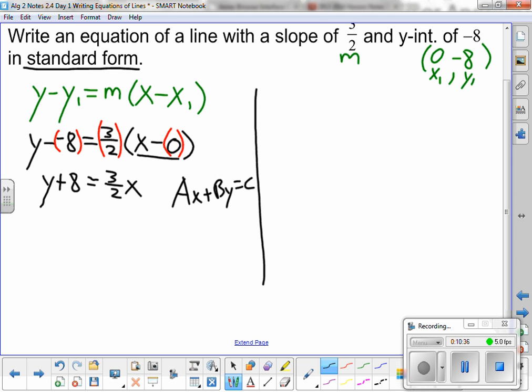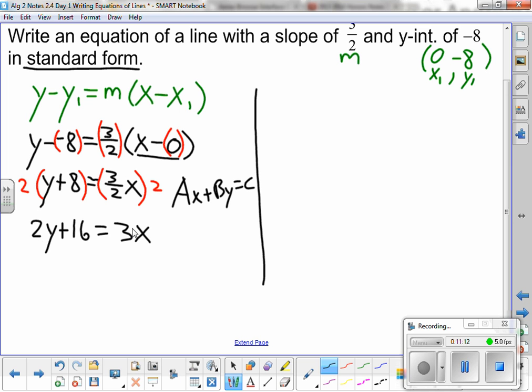So first off, we don't like this 2 on the bottom, so multiply everything by 2. That's the multiplication property of equality, says you're allowed to do that. So you're going to get a 2y plus a 16 equals a 3x. Okay, next step is we need to get all of our x's and y's on one side. So you can do this one of two ways. Either you can subtract the 3x and move it to the left side, or you can subtract the 2y and move it to the other side. Either way, either answer is fine.